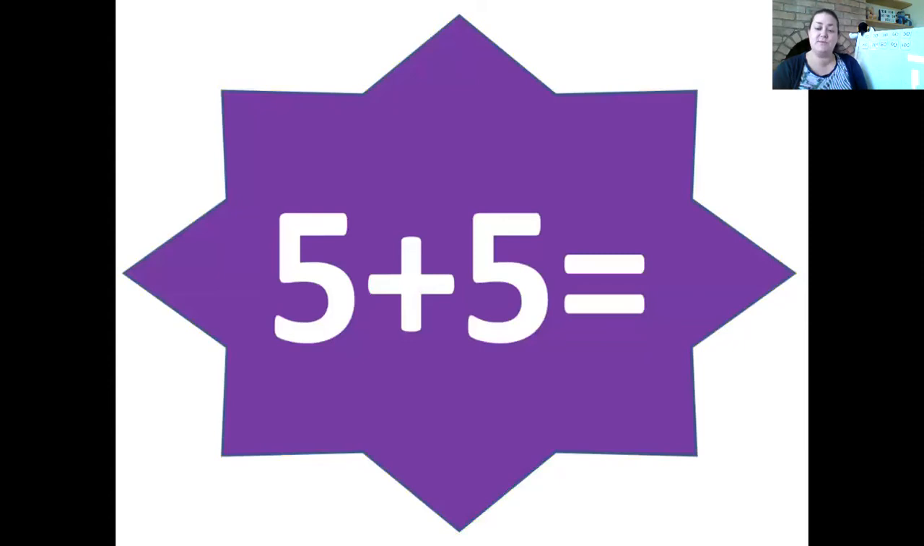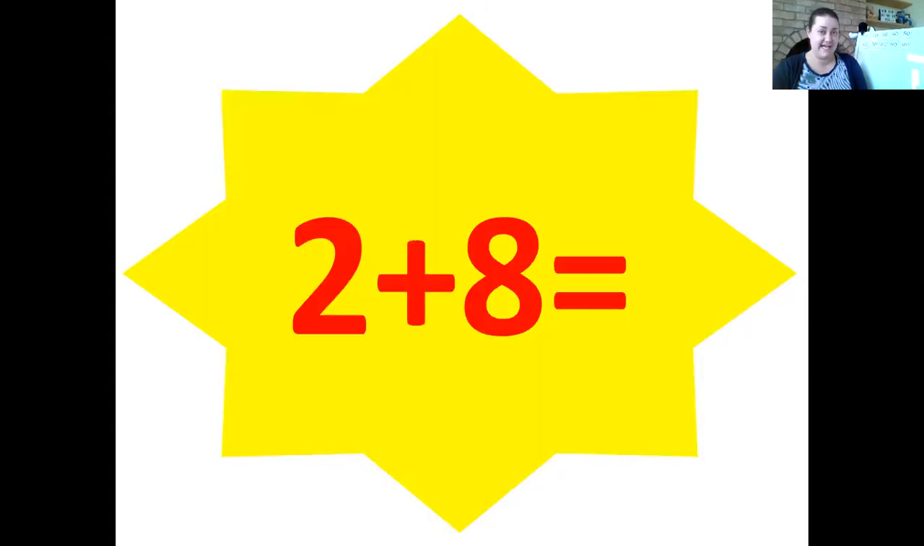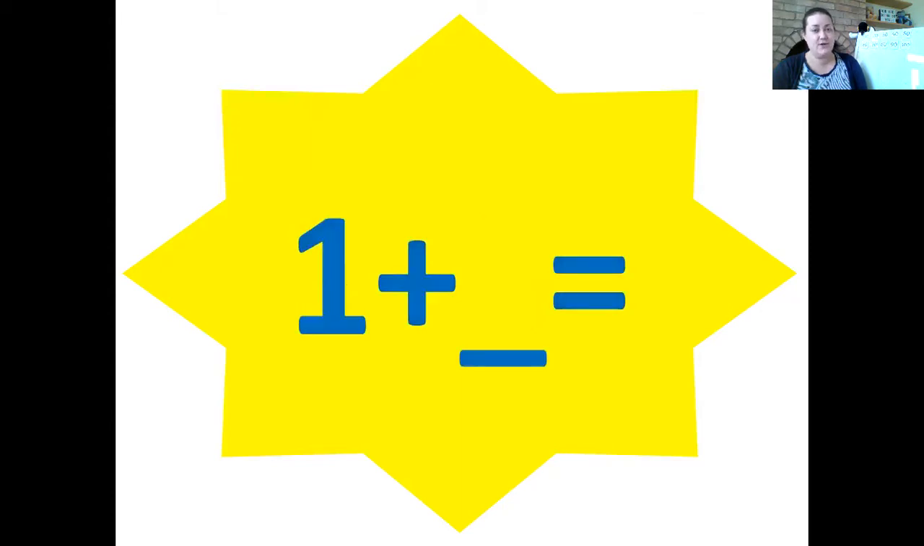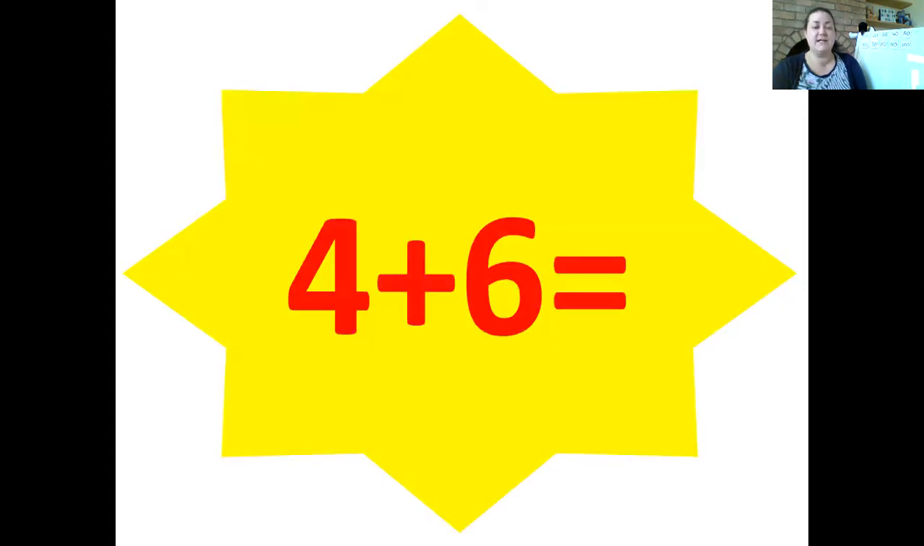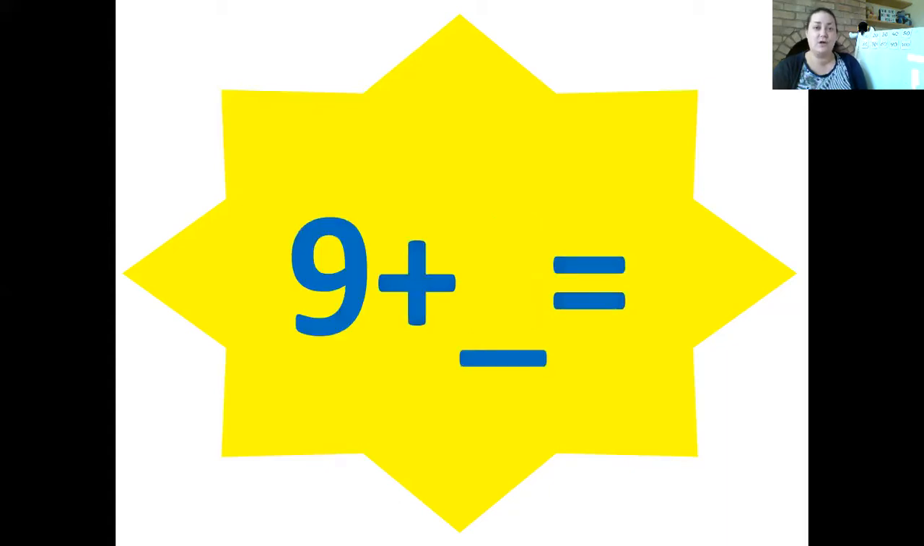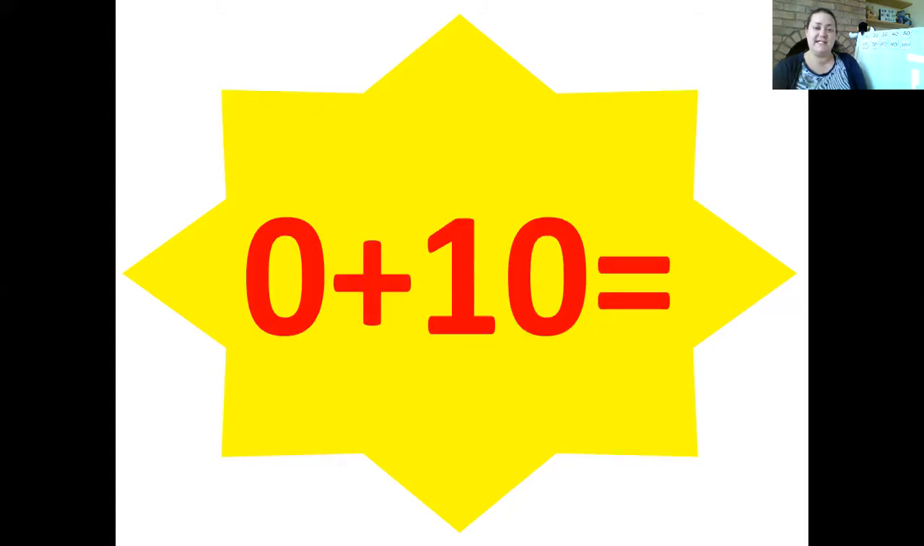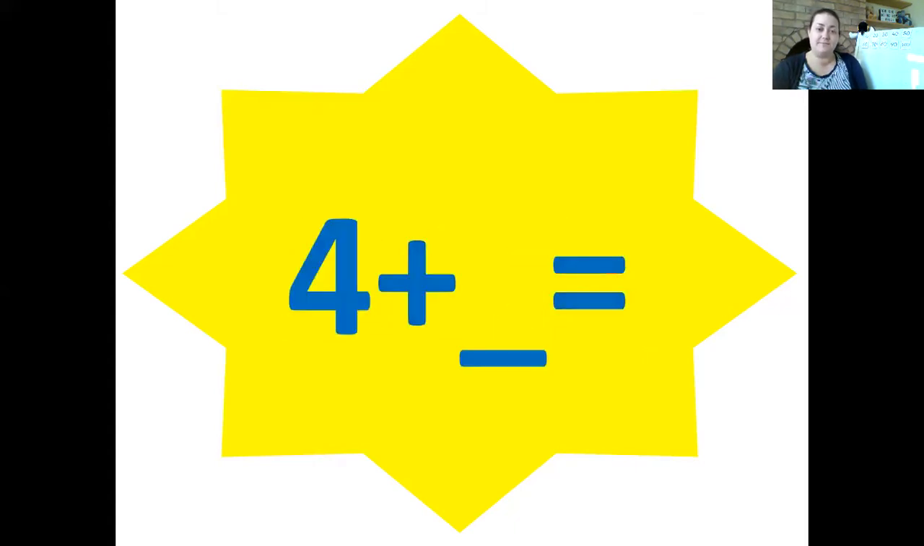Good. Remember, all we did there was we switched the numbers. 5 add 5 equals 10. 2 add 8 equals 10. Missing number. 1 add what equals 10? Good. 1 add 9. 6 add what equals 10? 6 add 4. Good. 3 add 3 equals 6. 4 add 6 equals 10. 9 add what equals 10? 9 add 1. Good. 0 add 10 equals 10.